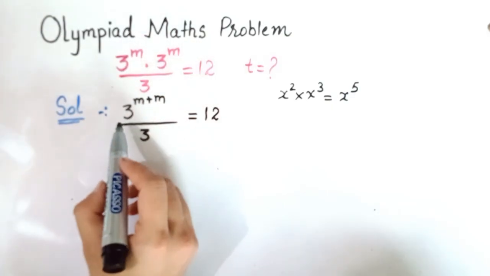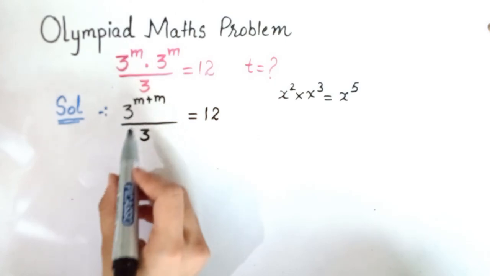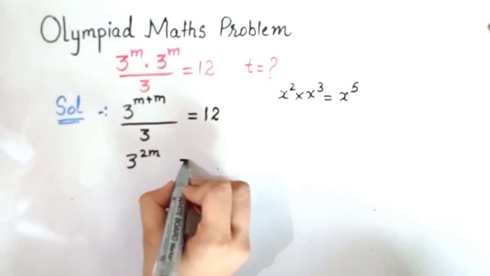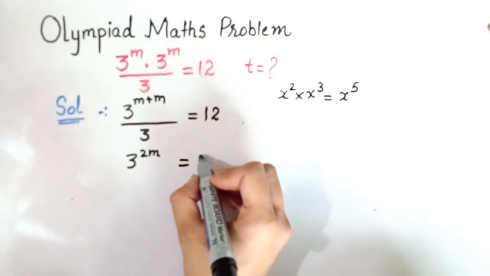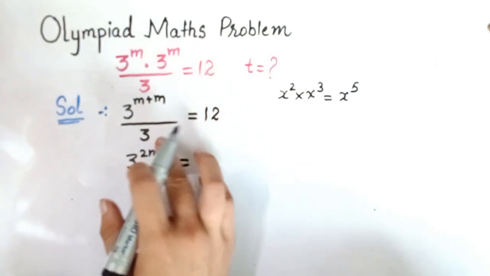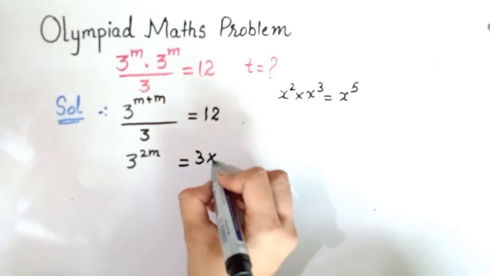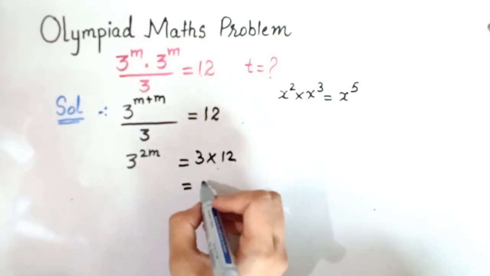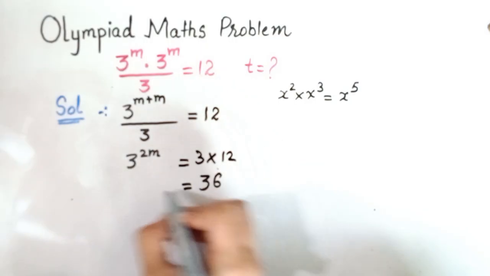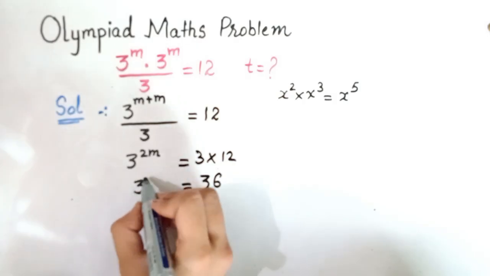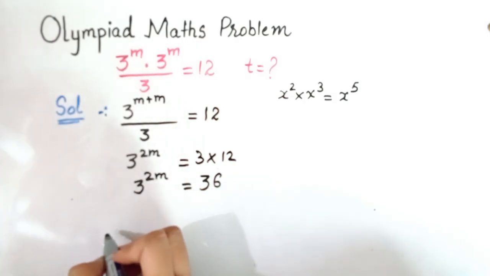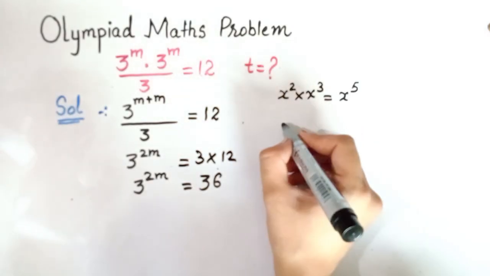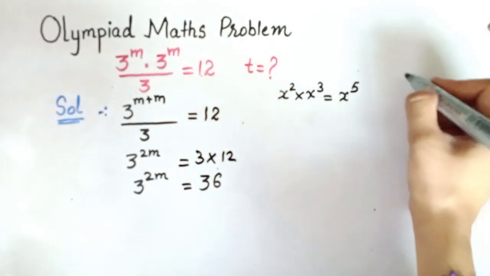So we get 3 raised to power m plus m will be 3 raised to power 2m, and that equals, here we will do the cross multiplication, 3 times 12. So this equals 12 times 3 is 36, and this side equals 3 raised to power 2m. Now we will solve this further as we will make the factors of 36.